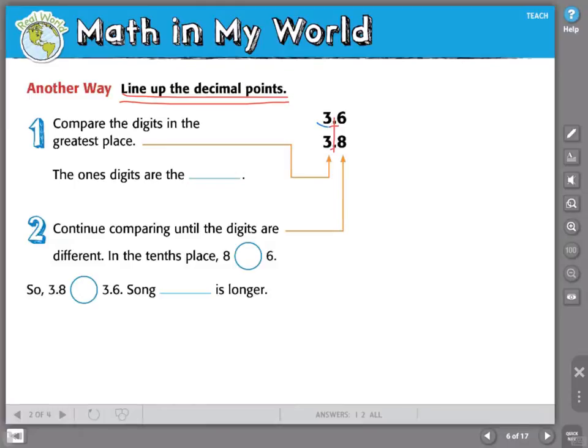In the greatest place, the ones place, I have a 3. The ones digits are the same. 3 and 3 have the same value. So comparing the ones place doesn't help us. Our next step is to continue to compare the digits until they're different. So let's go to the next place. I've got 6/10 and 8/10. In the tenths place, 8 is greater than 6, so 3 8/10 is greater than 3 6/10. Song number 2 is longer.